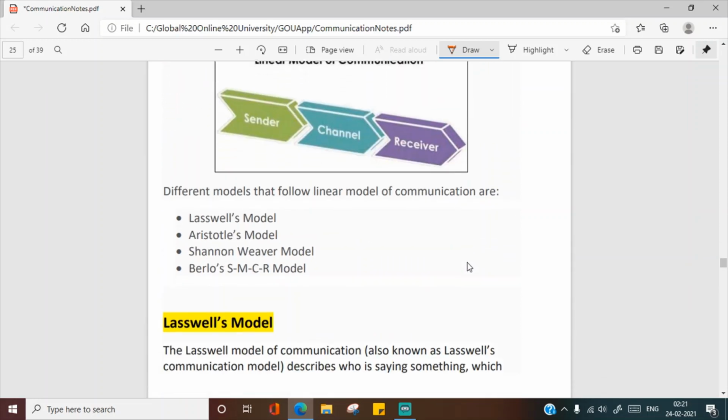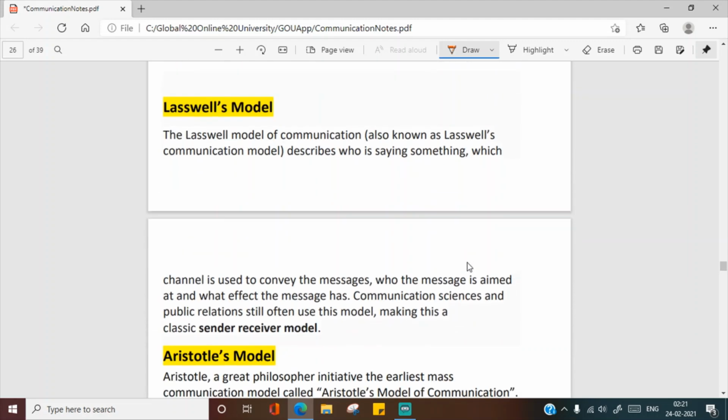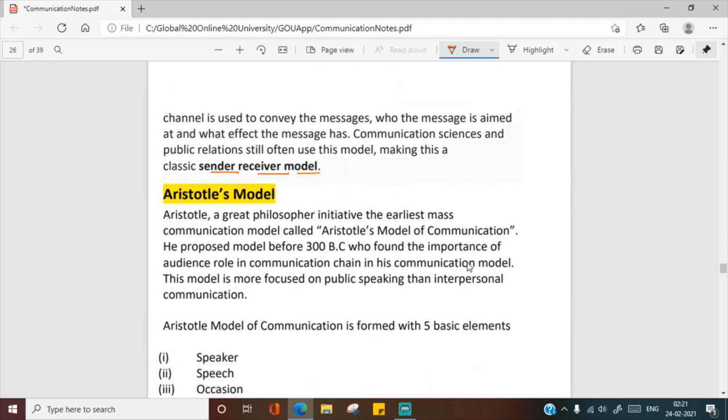Some of the various types are the Lasswell model, Aristotle model, Shannon Weaver, and Berlo's SMCR model. The Lasswell model of communication describes who is saying something, and which channel is being used. So this makes it a sender receiver model. It is also called the sender receiver model.